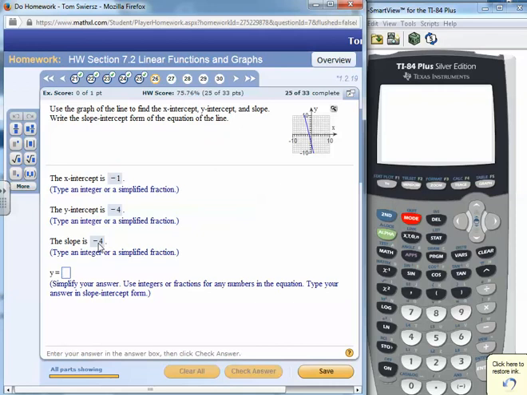Very good. We're going to go ahead and stop this session at this problem. Oh, I'm sorry. And simplify your answer. Oh, the slope-intercept. Sorry, one more part. Let's do it.